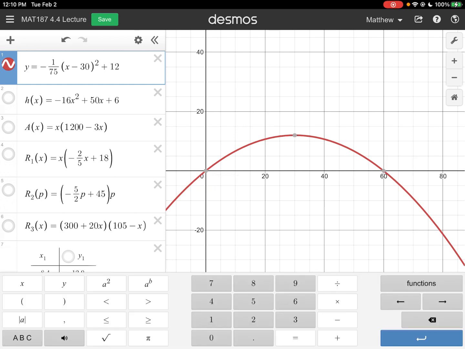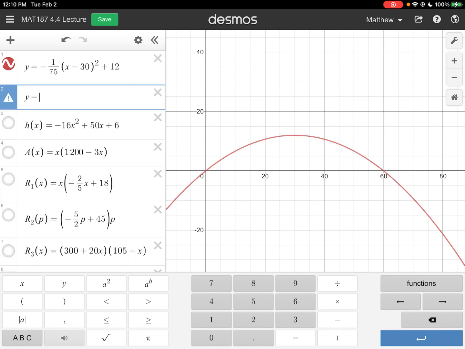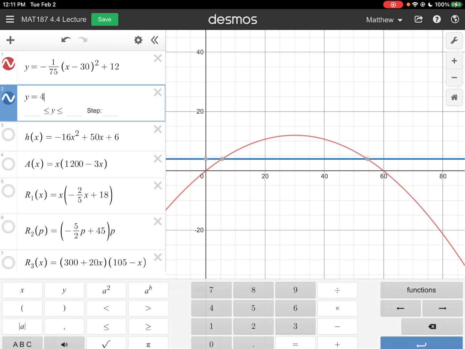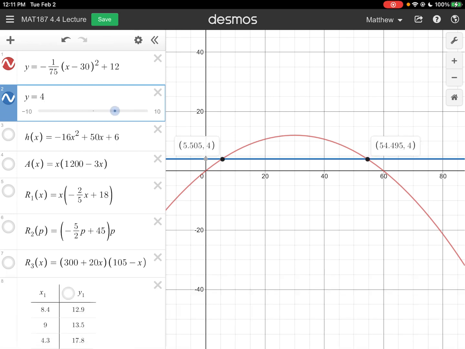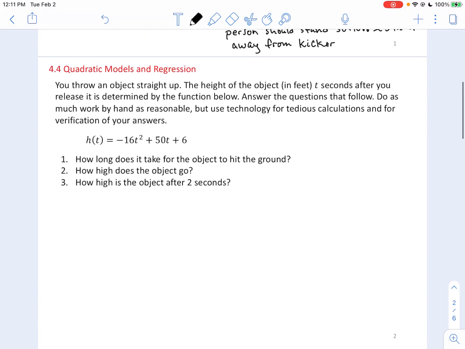We can also use technology to figure out how to answer the other question. I'm going to type in the horizontal line y equals 4, and then figure out where that line intersects the parabola. Now the one we were interested in, of course, was the one on the right, which is at 54.5 roughly. So that confirms the work that we did by hand. Let's go to the next one.